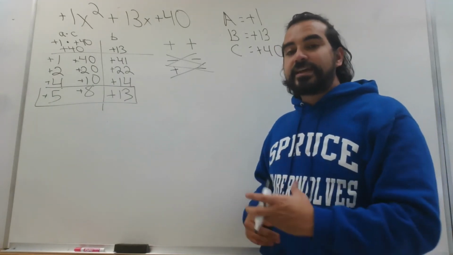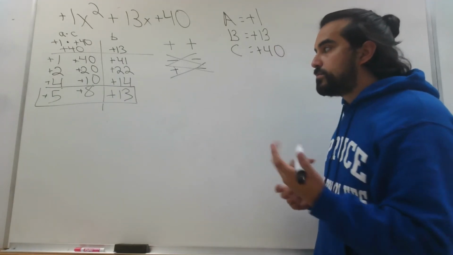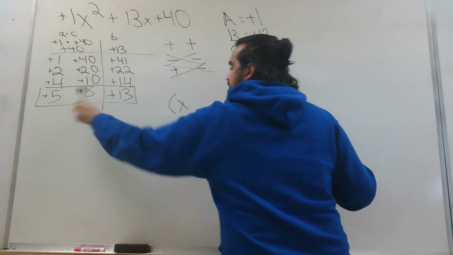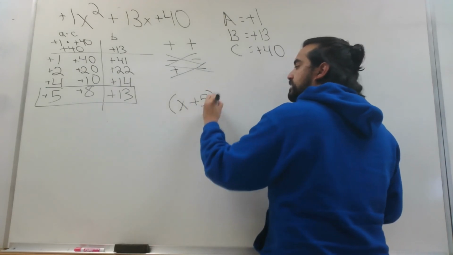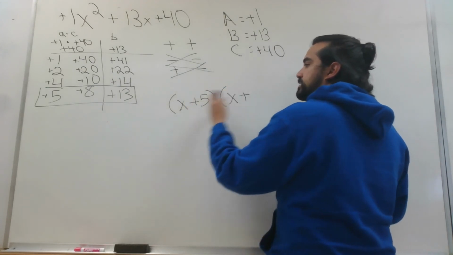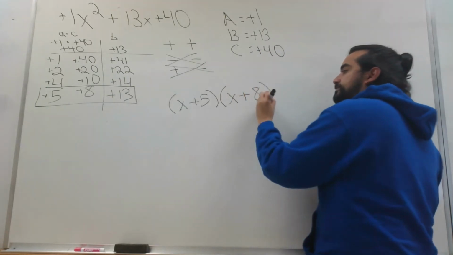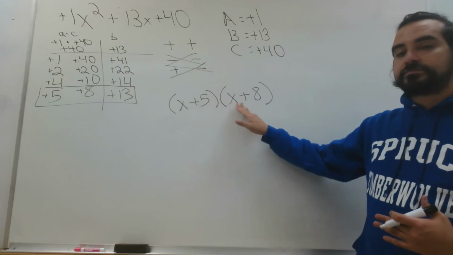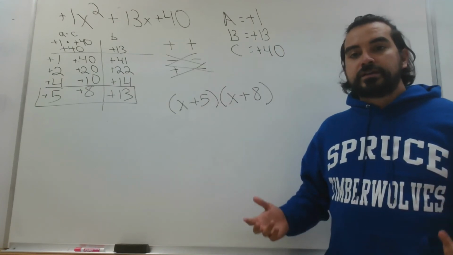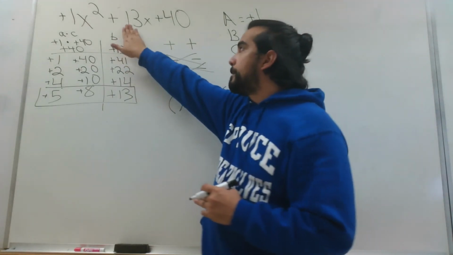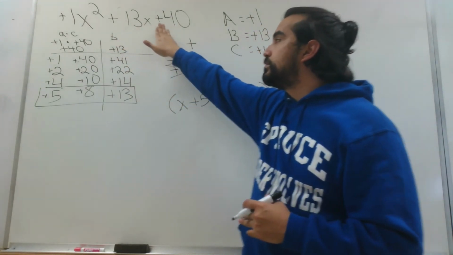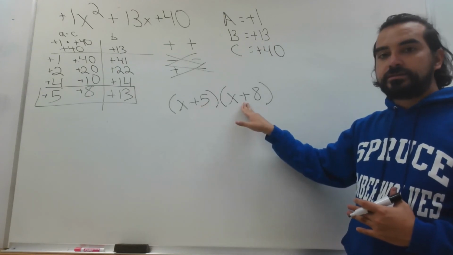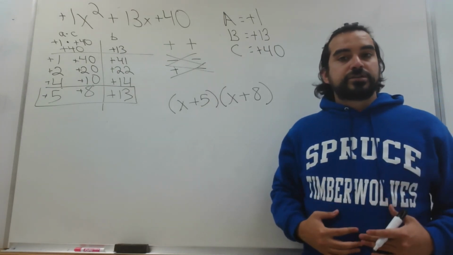Now, since a is 1, all we're going to do is parentheses x plus 5 and parentheses x plus your other factor, which is 8. So now my final answer is going to be x plus 5 times x plus 8. And one thing to remember, when b and c are both positive, that means my binomials are going to be positives. If you have any questions, please let me know.